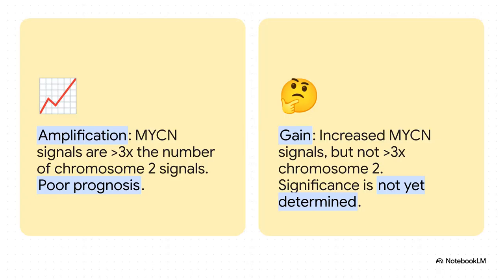Okay, so when you get that FISH report back, you have to know the lingo. It's critical. Amplification has a very specific definition. The number of MYCN signals is more than 3 times the number of signals for its home chromosome, chromosome 2. Now, if you have extra copies but you don't hit that 3-to-1 ratio, that's called a gain. And honestly, we're still figuring out what that means prognostically. But that distinction between amplification and gain is absolutely vital when you're writing your report.